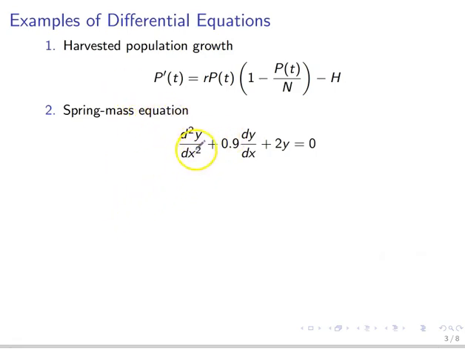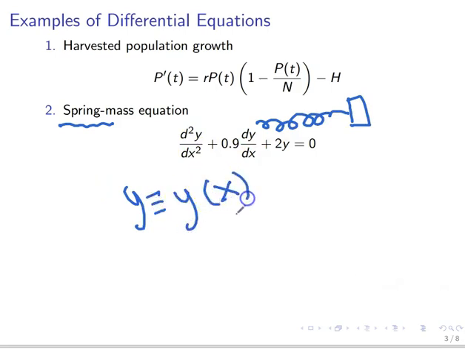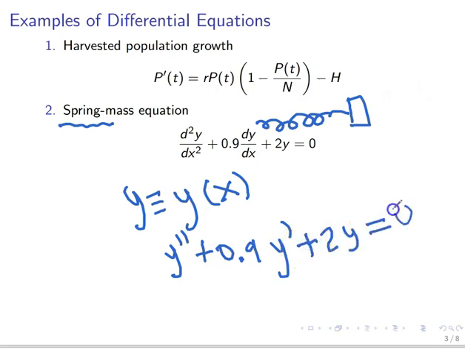Another example has to do with a system that is going to look like this. It's a system that has a mass connected to a spring, and there is a way of describing the distance traveled by this mass, so we could assume that y denotes distance as a function of x, where x is time, and if we make that assumption, then we can write an expression like this. This is using the quotient notation of derivatives. It's also common to write this expression with prime notation, so we could write y double prime plus 0.9 y prime plus 2y equal 0.